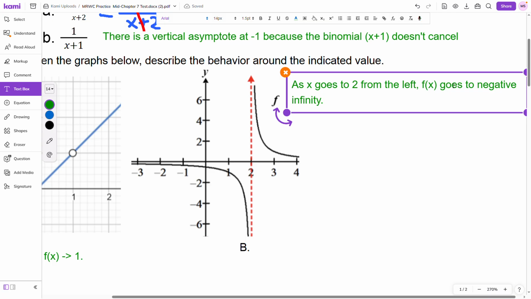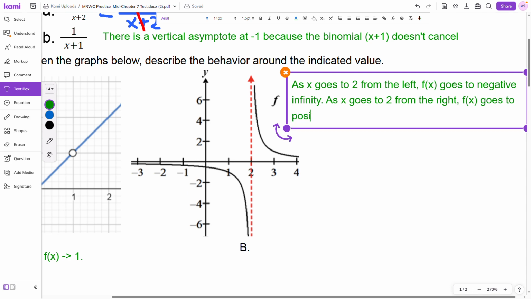Okay, and then as x goes to 2 from the right, f of x goes to positive infinity.